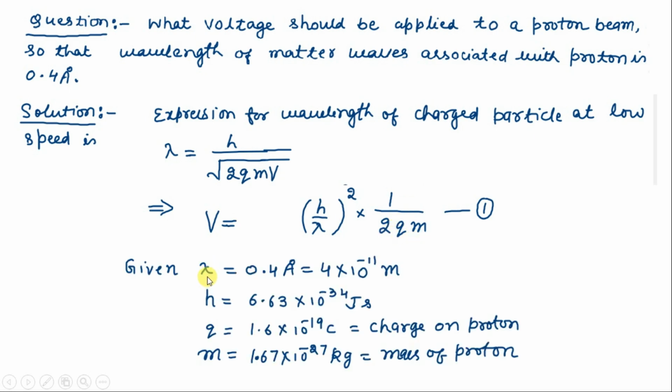So it is given to us that the wavelength required is 0.4 angstrom, h is Planck's constant, q is the charge on the proton, whose value is 1.6 into 10 raised to power minus 19 coulomb, and the mass of the proton is 1.67 into 10 raised to power minus 27 kilogram. Let us put all these values in equation number 1 and see what the answer for voltage comes out to be.